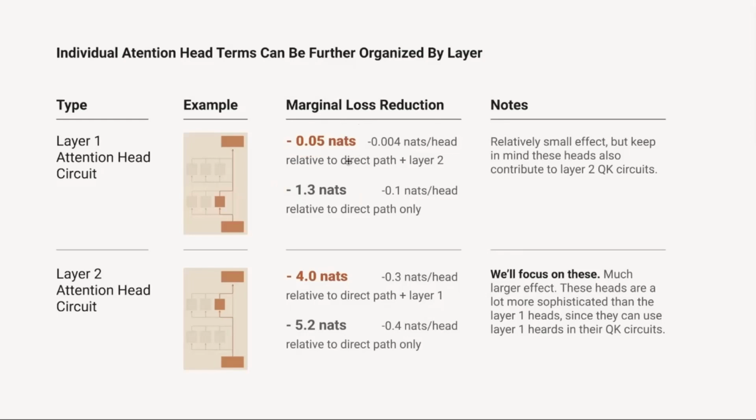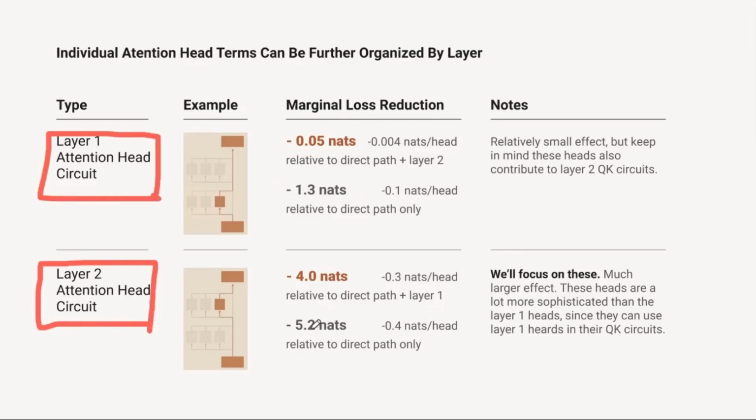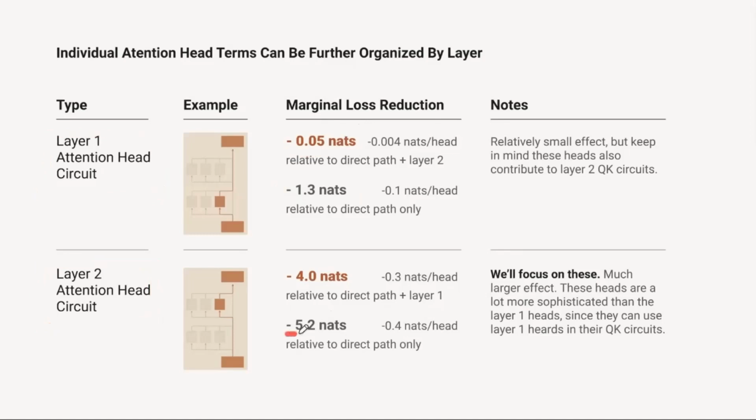To make a long story short, the layer 2 heads have a much larger direct effect than the layer 1 heads. If you measure relative to only having the direct path, it's 5.2 nats versus 1.3 nats. If you measure relative to the other one being present, it's 4 nats versus 0.05 nats. And if you then divide by the number of heads, those are obviously very small numbers for layer 1.